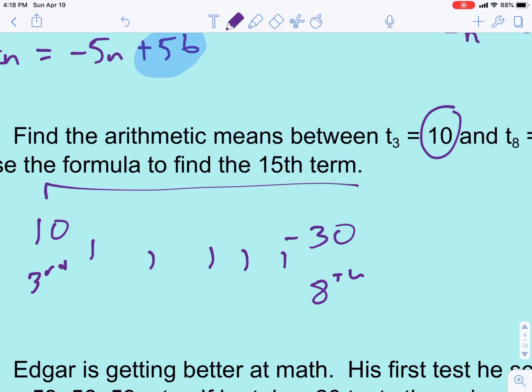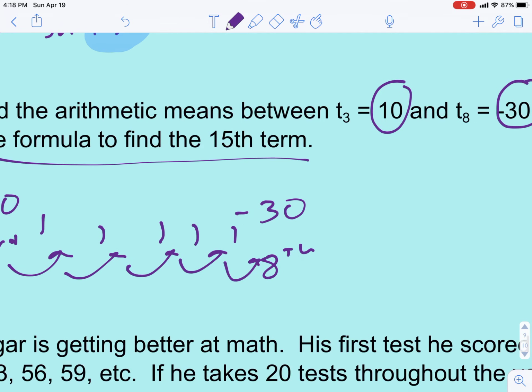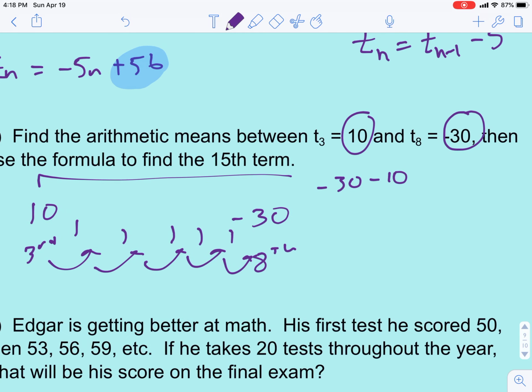Because 3rd to 4th, 4th to 5th, 5th to 6th, 6th to 7th, 7th to 8th, there are 5 jumps, right? So this is where we take -30 and subtract 10. We went from 10 to -30, down by 40 total, and that was over even increments. So take that and divide it by the number of jumps, which we said was 5, and we get our common difference is -8.